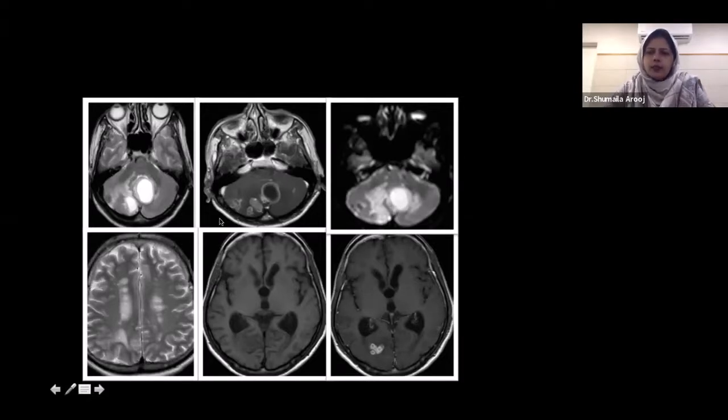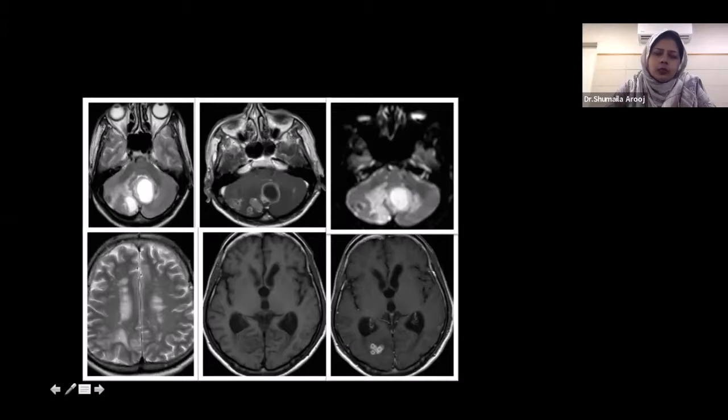So yes, these are multiple tuberculomas, and this is a tuberculous abscess, right? We can see that there are multiple areas of T2 hyperintensity. When we gave contrast, all of them enhanced. So this was basically tuberculosis, and we can see that one of the lesions is showing central diffusion restriction, and that was a tuberculous abscess. Apart from that, there were multiple tuberculomas.